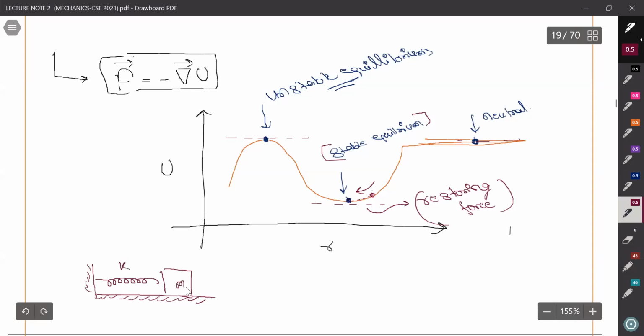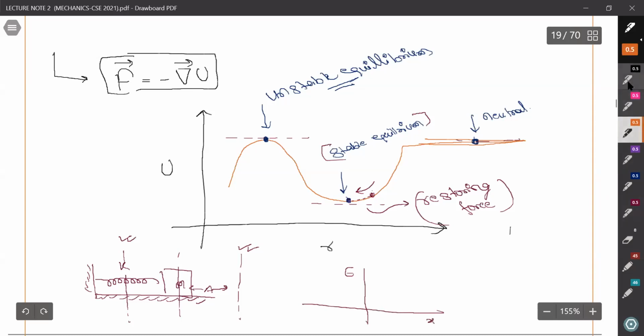This is K, this is M. So if it oscillates, suppose it can go up to there, and this is its maximum amplitude, right? This is A. So if we draw the graph of energy versus X, what do we get?